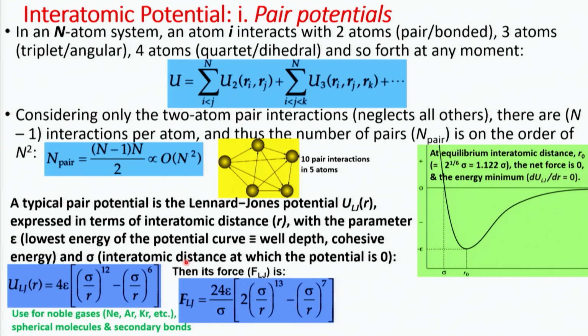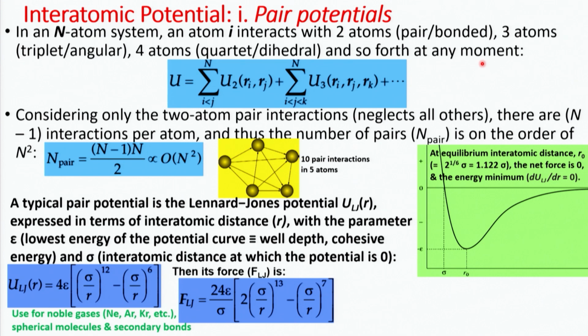So if you have an N atom system, an atom i interacts with other atoms. Pair means we are considering the interaction between two atoms only. Overall, the interaction can be between two atoms, which we call pair, or if the two atoms are bonded we can call it a bonded interaction, or it can be an interaction between three atoms, which we call triplet or angular.